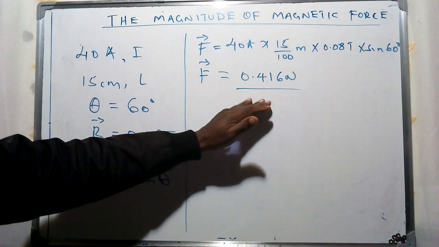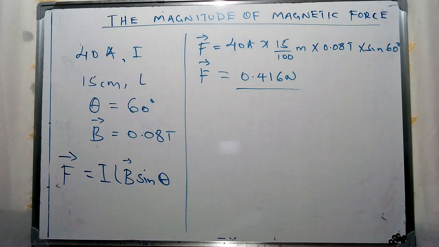Kindly, in case you find a different value, note it in the comment section as well. So this is how we're going to treat the various subsequent evaluations which we're going to come across, especially on the concept of magnitude of magnetic force and other subsequent question sets.